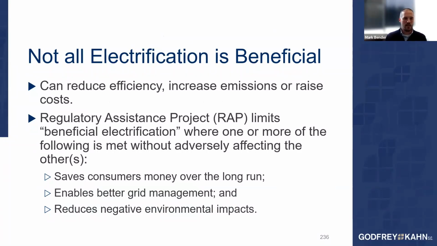To focus on the good opportunities, the Regulatory Assistance Project, which is a policy think tank that helps advise a lot of public utility commissions throughout the country, defines beneficial electrification as electrification in which one or more of the following conditions are met without adversely affecting the others. So it has to either save consumers money, enable better grid management, or reduce negative environmental impacts. One of those three without negatively impacting the other.